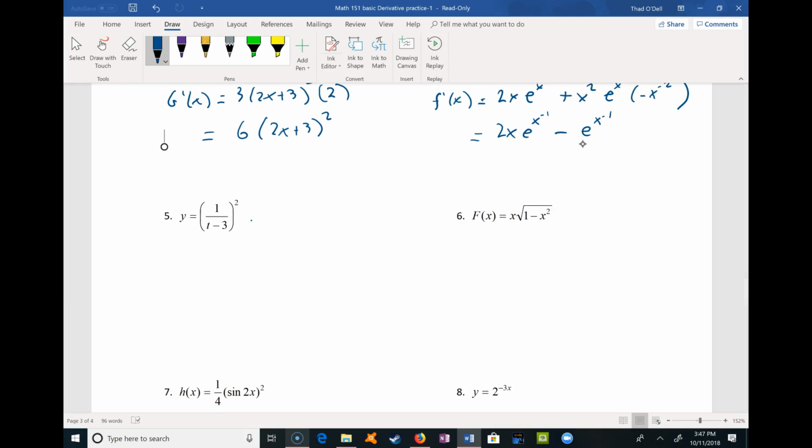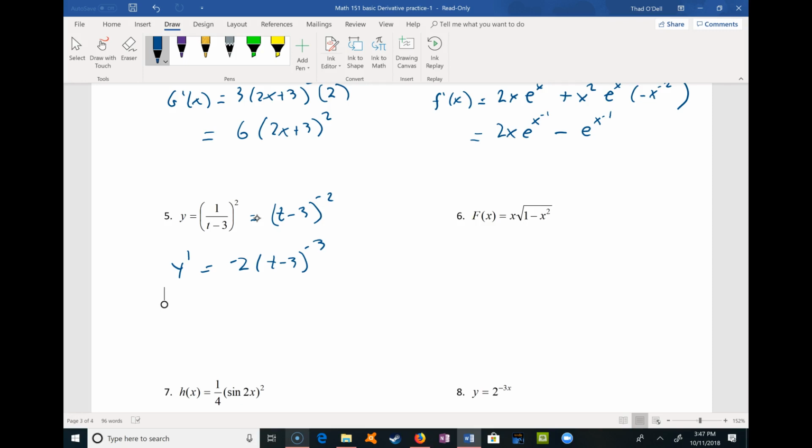I think I would rewrite this as t minus 3 to the negative 2. Then I don't have to worry about the fraction. So then the derivative would be negative 2 times t minus 3 to the negative 3 times the derivative of t minus 3, which is just 1. So that's done.